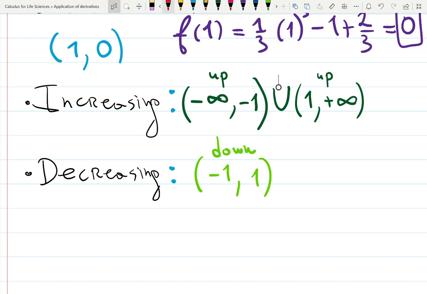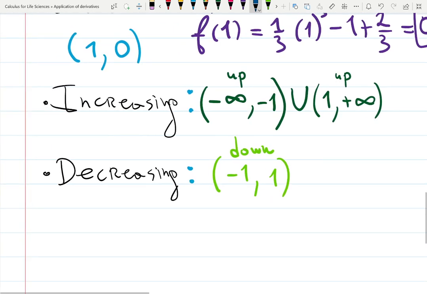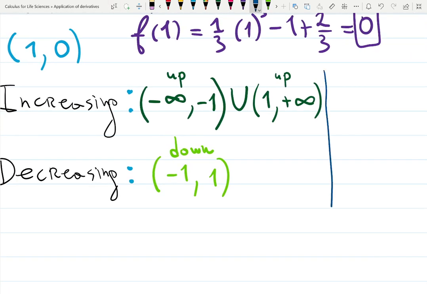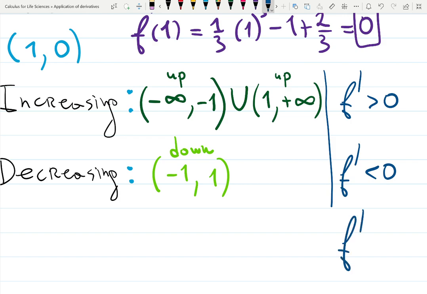And then I will write these kinds of notes. The derivative is positive when the original function is going up. The derivative is negative when the original function is going down. And the derivative is 0.